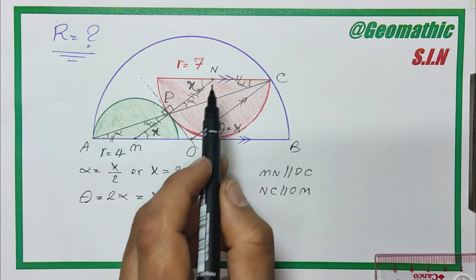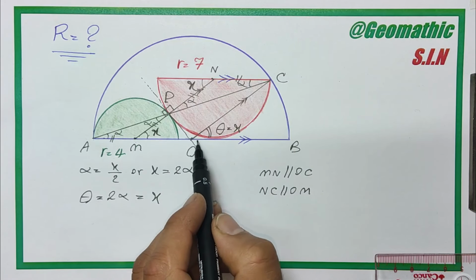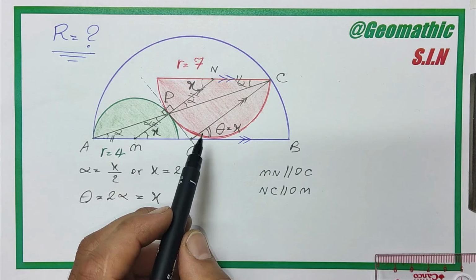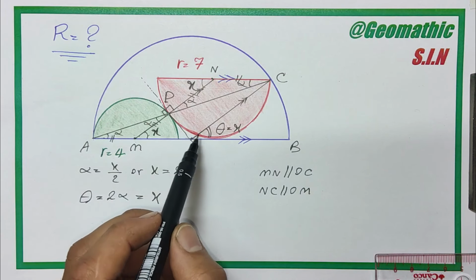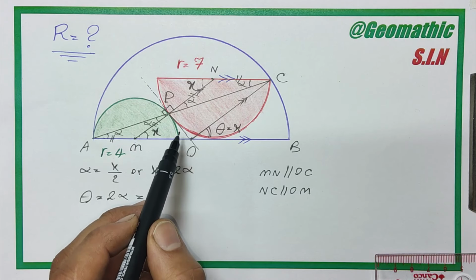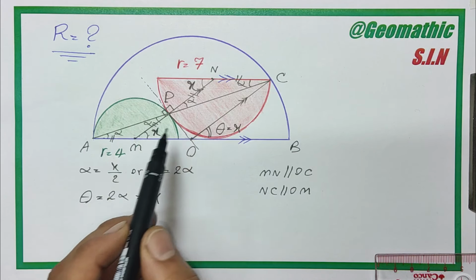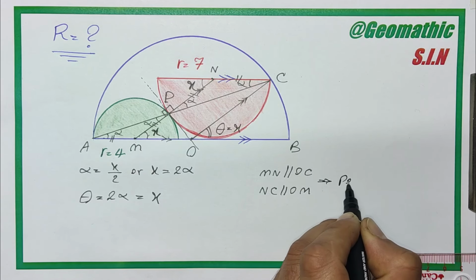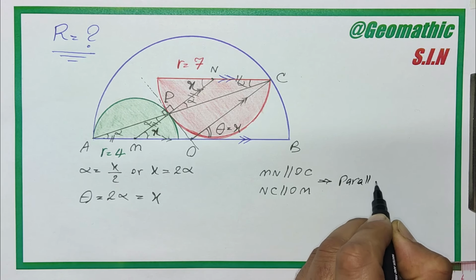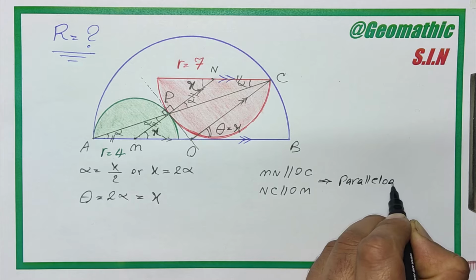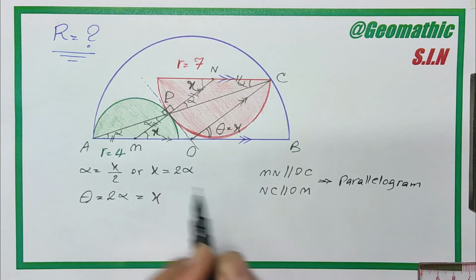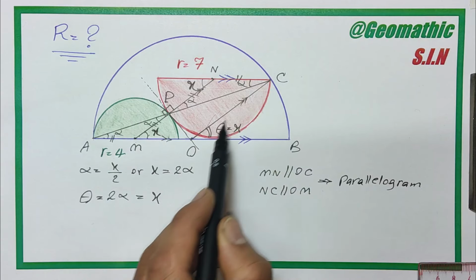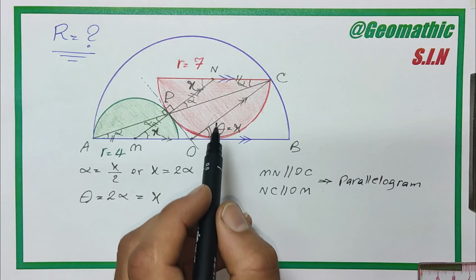Now, because MN is parallel to OC, and of course NC is parallel to OM, we are dealing with a parallelogram. And in any parallelogram, the opposite sides and angles are equal. This shape is a parallelogram. So in any parallelogram, opposite sides and angles are equal.